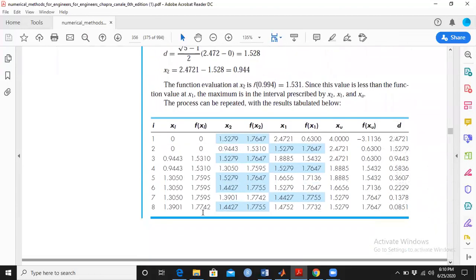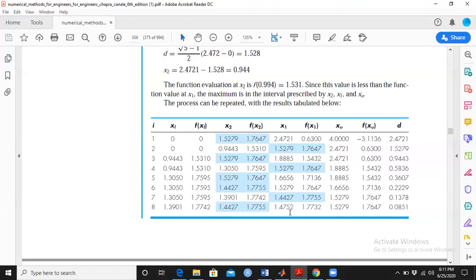You can see from this table, you have XL, XU, F of XL, and F of XU, and from the XL and XU you have obtained X1 and X2. And students, please focus on the highlighted values. Why have we highlighted them? Because we are continuously changing the boundaries of these subintervals. Let us look at the last iteration. What is happening here? 1.3901 is XL and 1.5279 is XU.